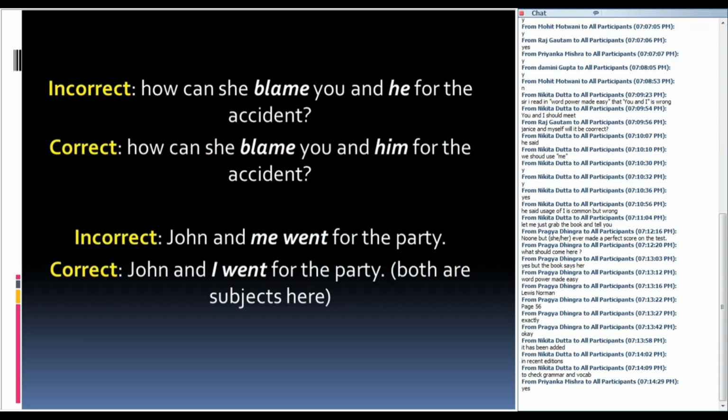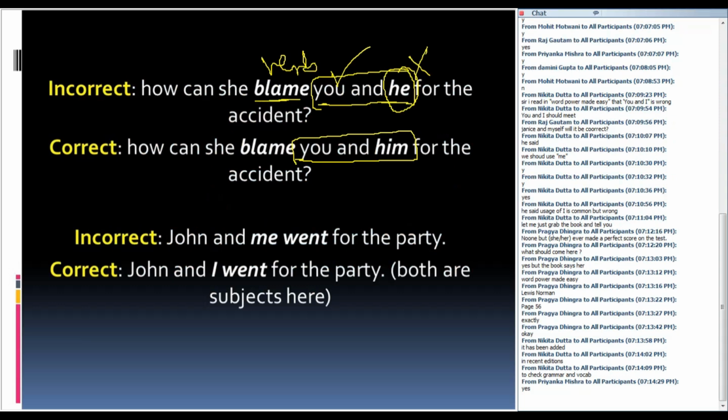For example, when you say, how can she blame, the verb is blame, how can she blame you and he for the accident? Now, you is all right, but can I use he here? No, this is wrong. Because over here in both the pronouns, I will have to use objective case. After the verb, I will have to use objective case. So it will be you and him.